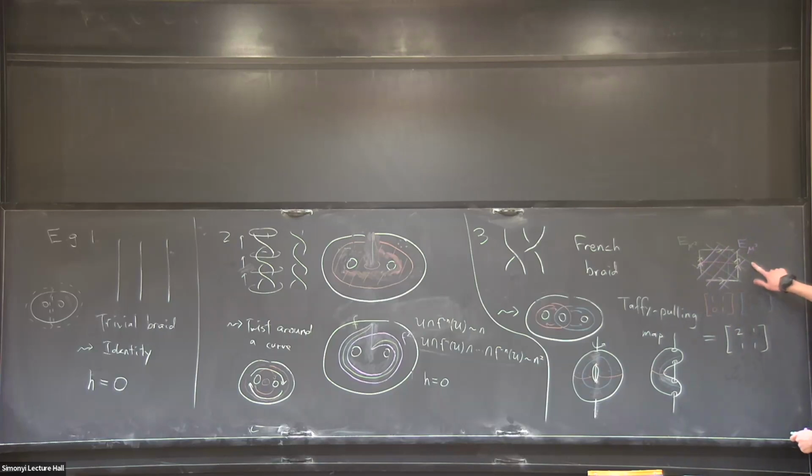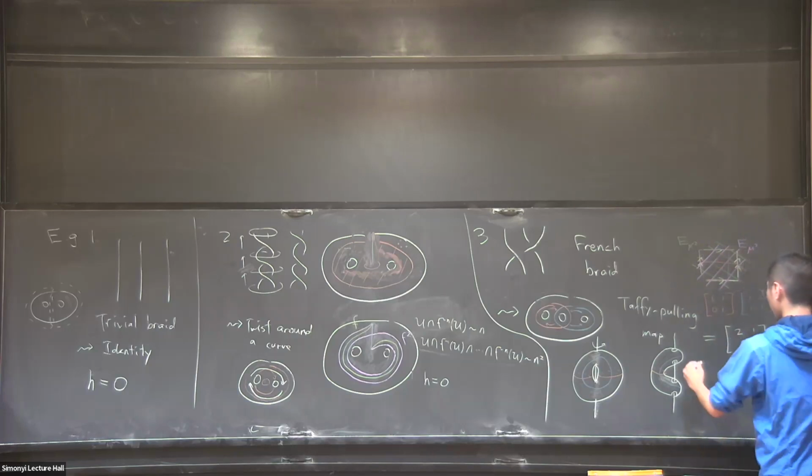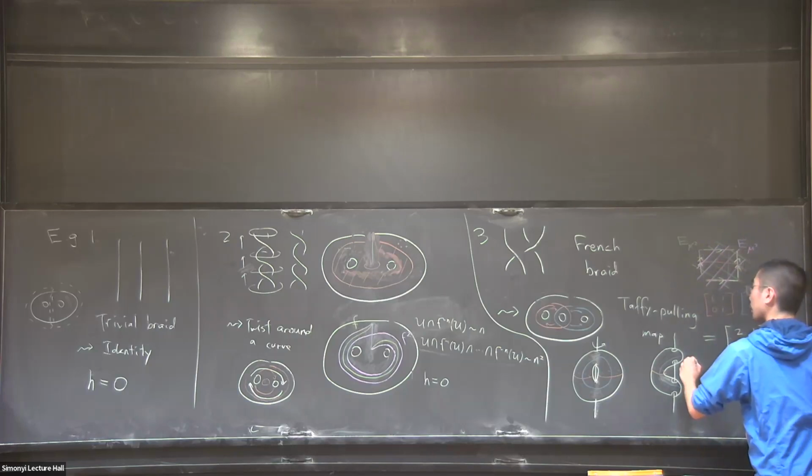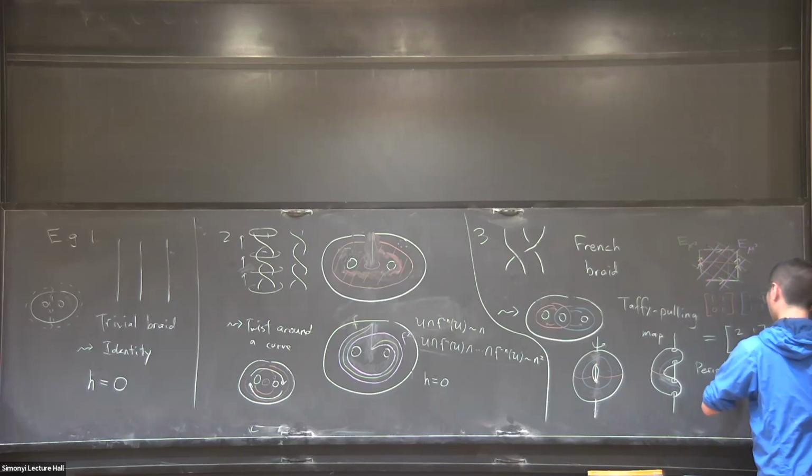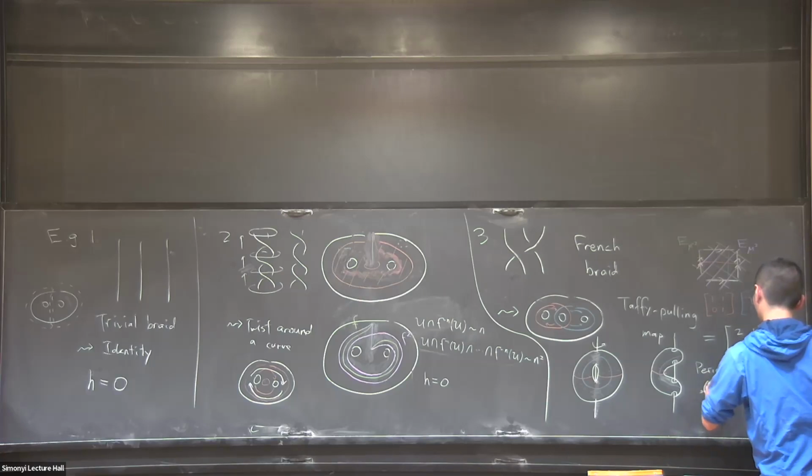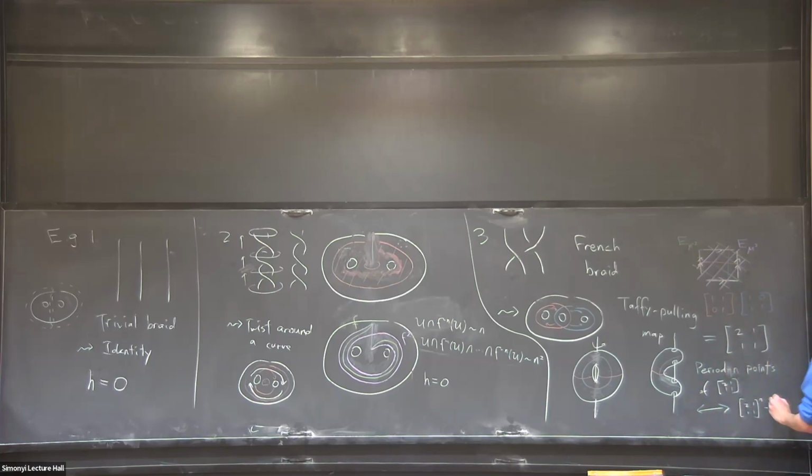And what's going to happen is, well, one thing that's true is that you can actually compute the periodic points of this map. So the period n points of 1, these are going to correspond to solutions of this thing.